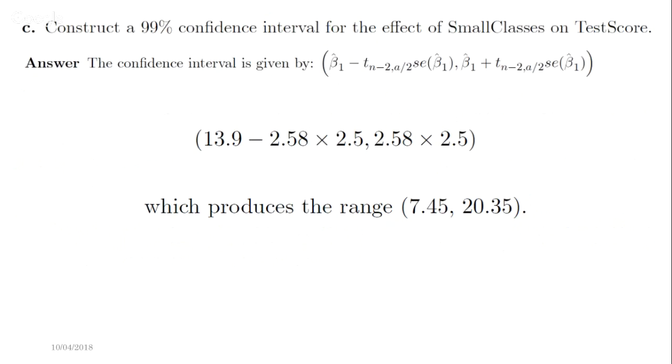You have to put m minus 2 degrees of freedom. Alpha is 1. You have to put that.